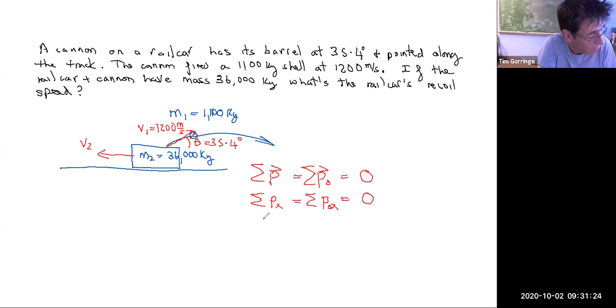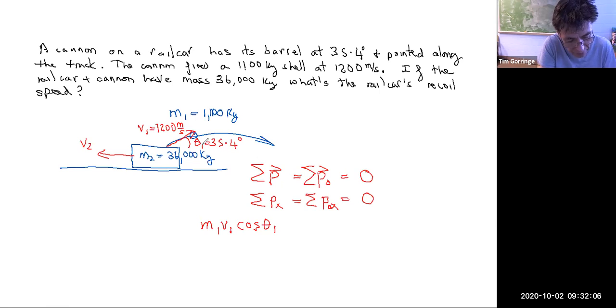And now I'm just going to fill in what these momenta are before and after. So after, we've got the momentum of the shell. So momentum is mass times velocity. But we want the component of the velocity that's along the horizontal direction, because we want the component of the momentum that's in the horizontal direction. And so if you look, that component is adjacent to the angle theta. And so this is the total momentum, but we want that horizontal portion. It will be that m1 v1 multiplied by cosine of theta1.